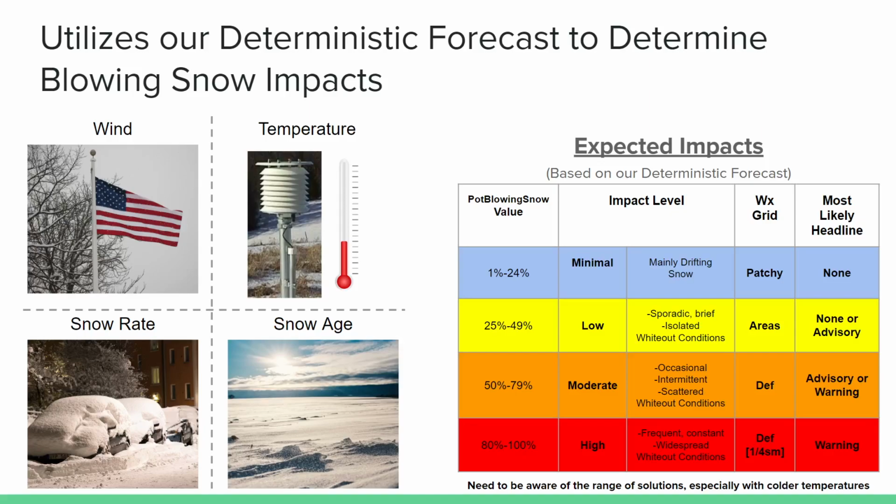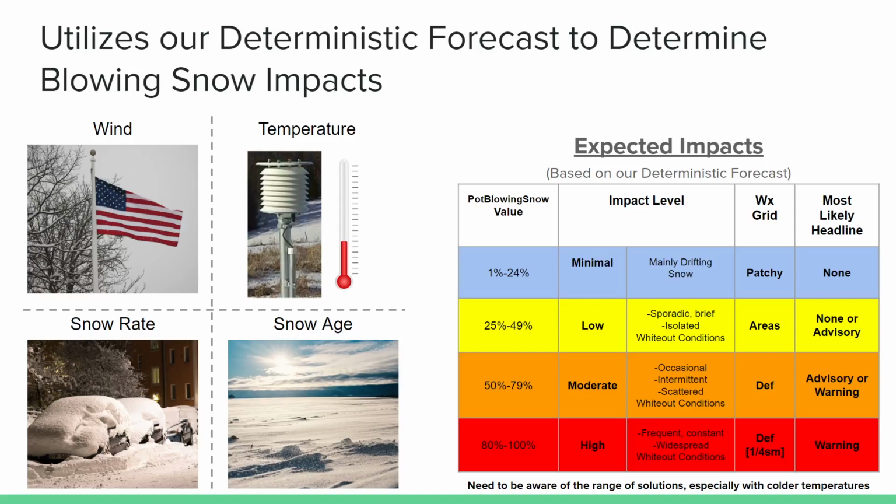What we can see in this table is that these potential blowing snow values are color-coded to match impacts: minimum, low, moderate, high. They're associated with weather grid outputs: patchy areas, definite, and then definite with a quarter-mile tag for blizzard conditions, and then most likely headlines.